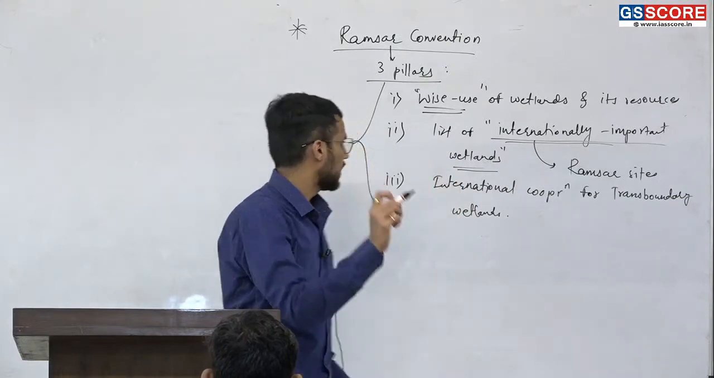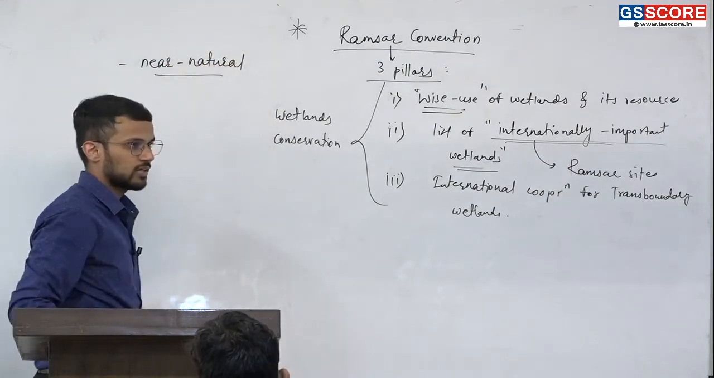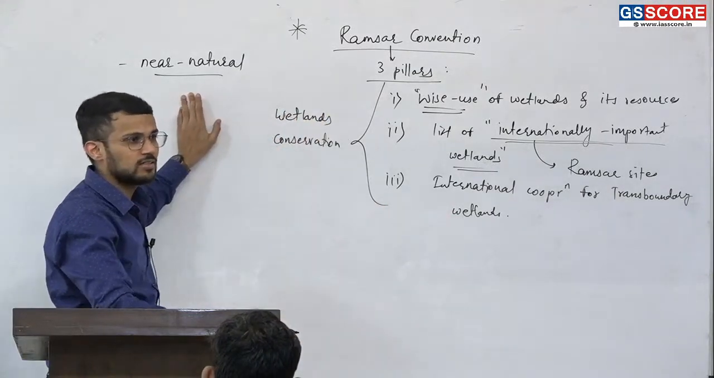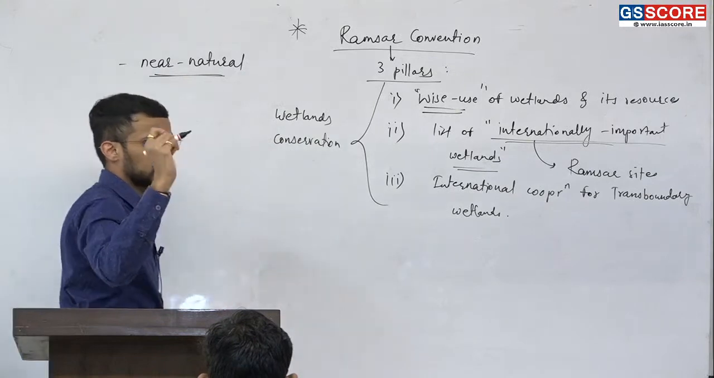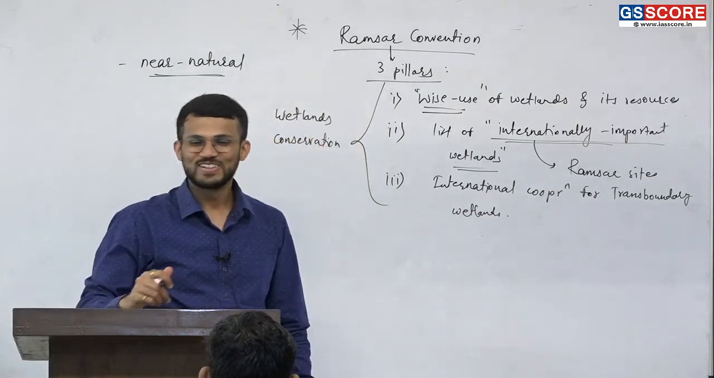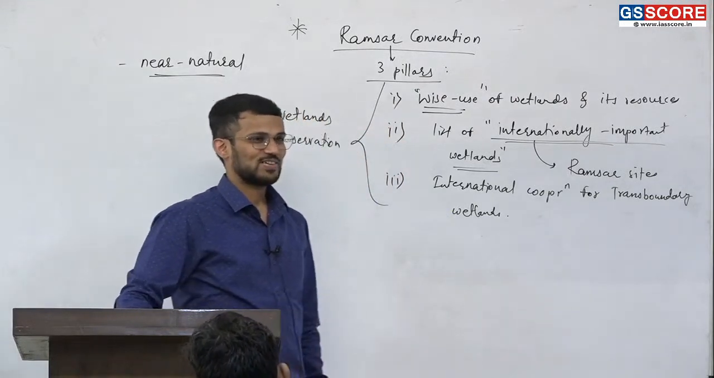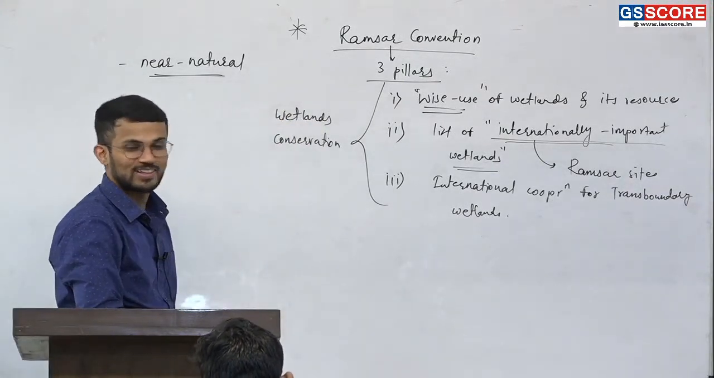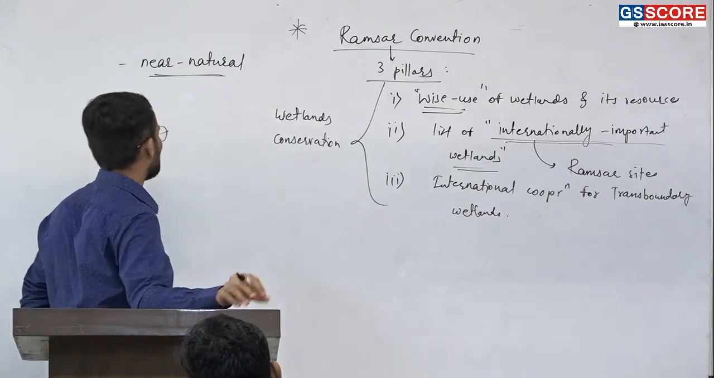That is the first criteria. And because they have used the term near natural, even artificial, human-made sites can be declared internationally important wetlands or Ramsar sites. Can you give me an example of this? Harike Lake in Punjab is an artificial site. Even Nandur Madhyameshwar, which is in Nashik, Maharashtra.